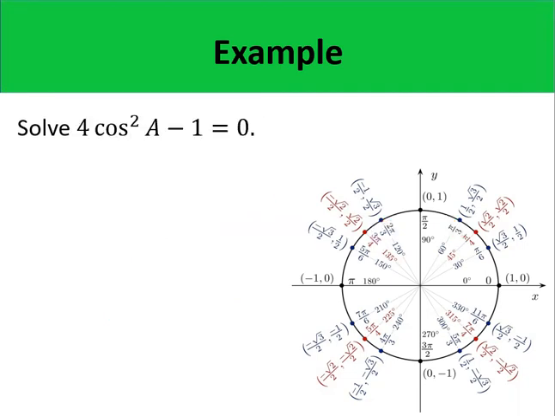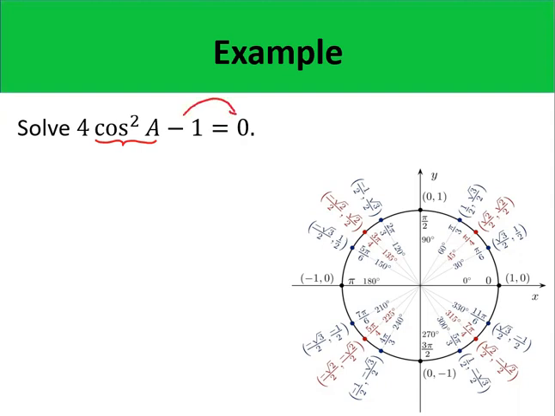Next, let's try to solve for 4 cosine square A minus 1 is equal to 0. So again, this equation contains only a single trigonometric function, which is cosine of A. Now, since cosine is squared, we can take a look at using the square root property by separating cosine square A on one side of the equation and the rest at the other side of the equation.